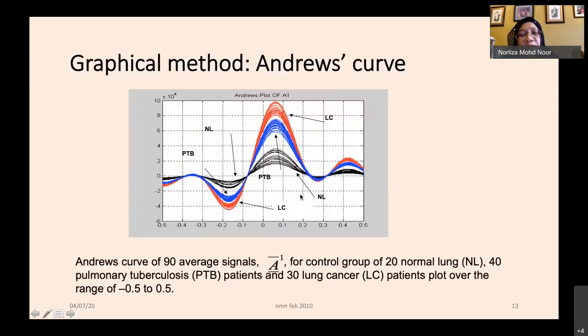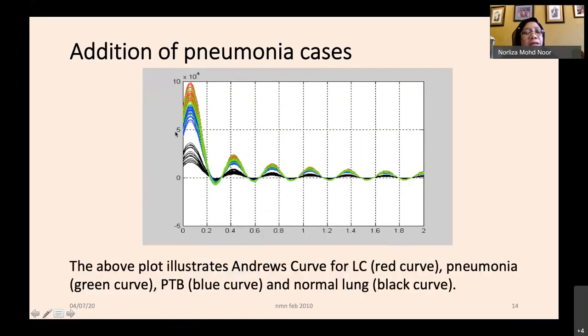So what we did last time, we used an Andrews curve for all the images of the sample. We used the Andrews curve to distinguish between TB, normal lung and lung cancer, and we can differentiate that very well. But when we put in pneumonia, the pneumonia in the green curve is in between the lung cancer and the PTB. So hence it's difficult. But the normal lung is okay. We can differentiate that. All right.